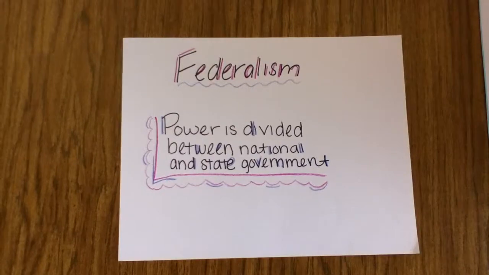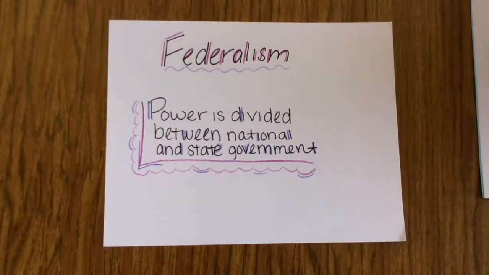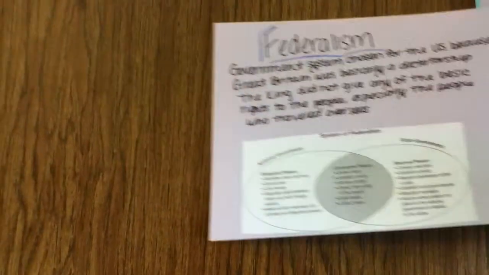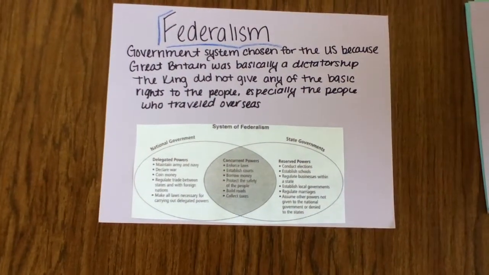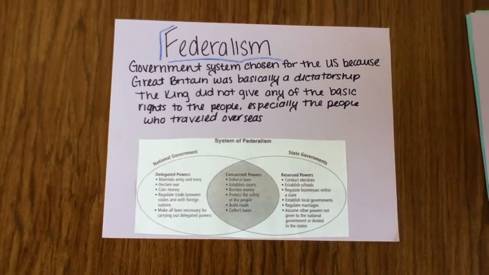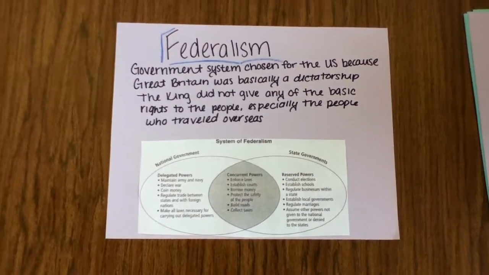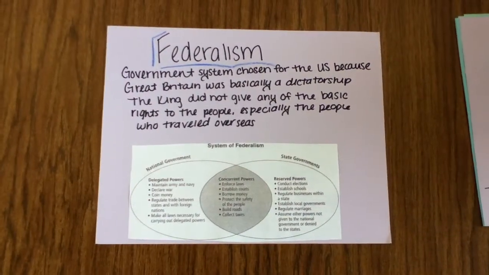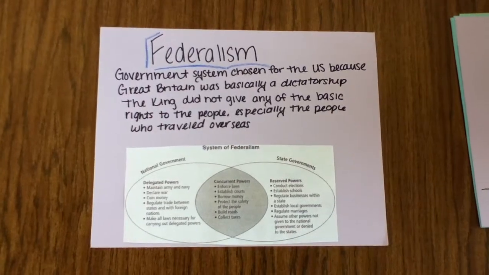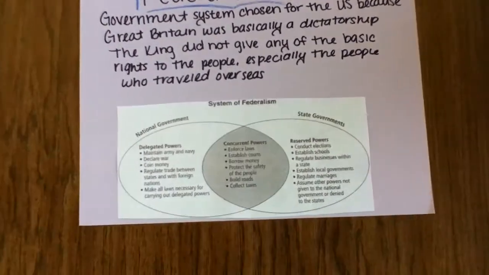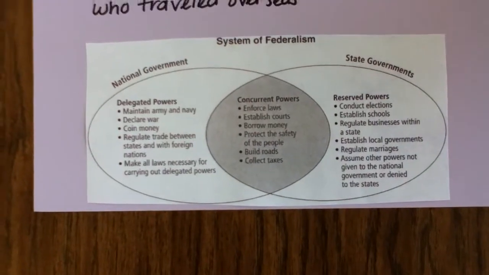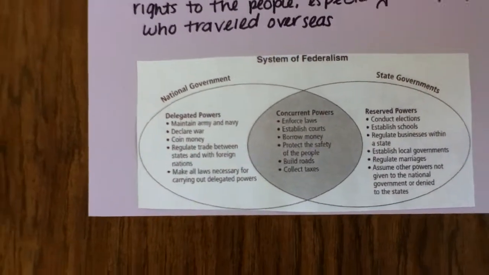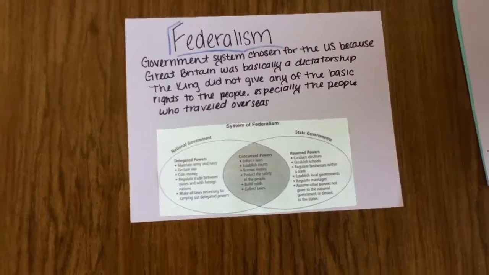Federalism. Power is divided between national and state government. This government system was chosen for the U.S. because Great Britain was basically a dictatorship. The king did not give any of these basic rights to the people, especially the people who traveled overseas. As you can see, there is a pie chart symbolizing the national government versus state government and how they relate to each other and also differ.